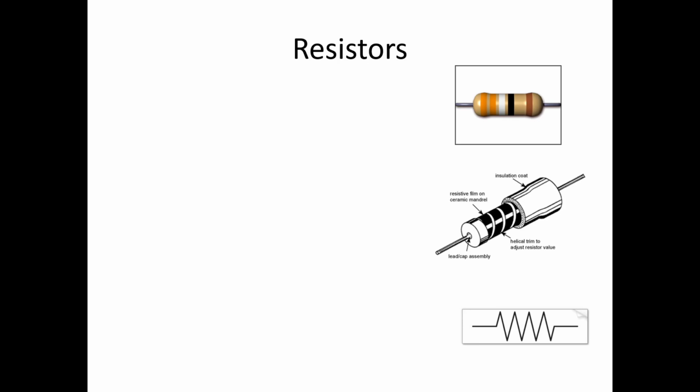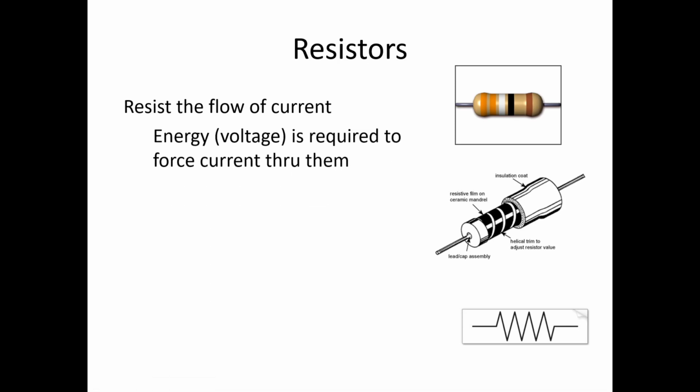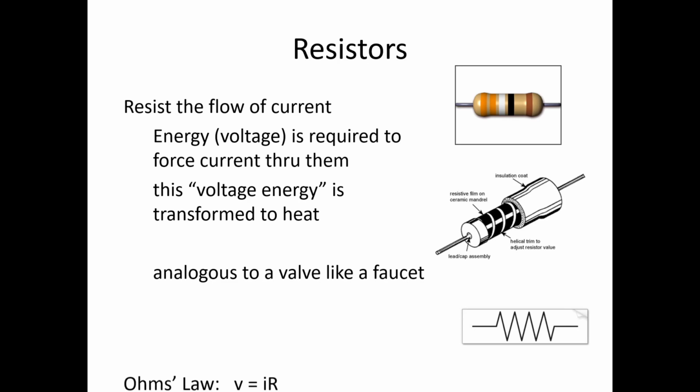You can think of this as like a valve. And then the symbol is a little zigzag. They resist the flow of current. It takes energy to push the current through them. This energy is turned into heat. Oh, it's like a faucet.